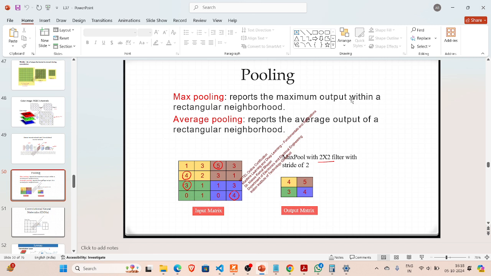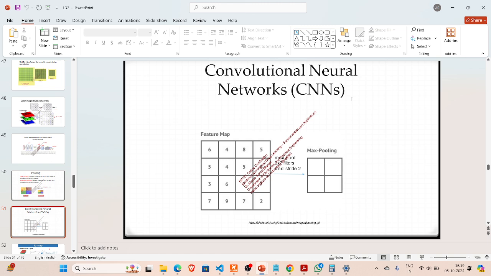So what does pooling do here? Pooling is another operation similar to convolutions. So in pooling, in the case of max pooling, we're taking the maximum element in that filter, and in average pooling we're taking the average of that.